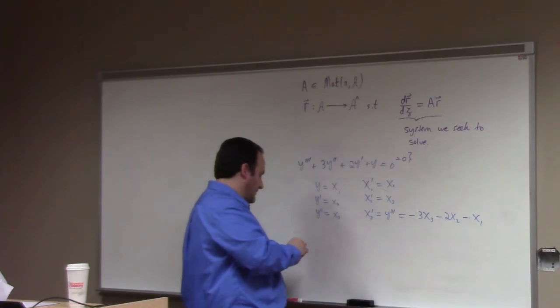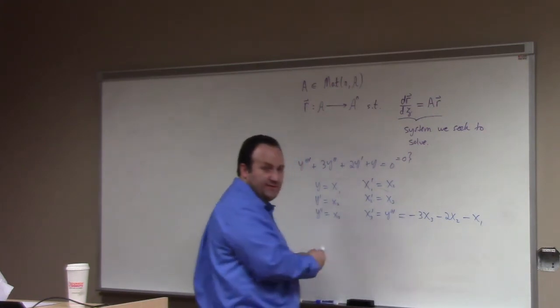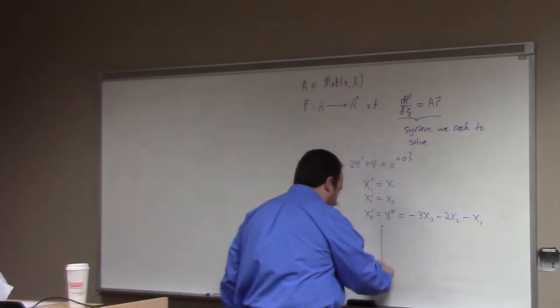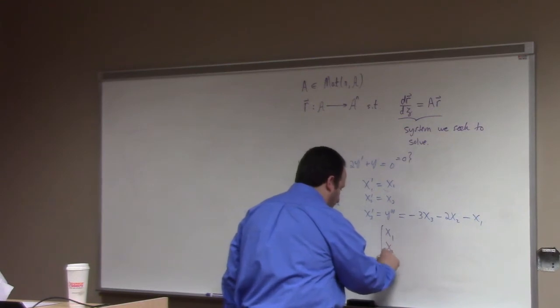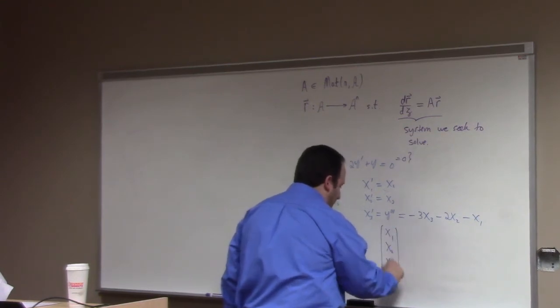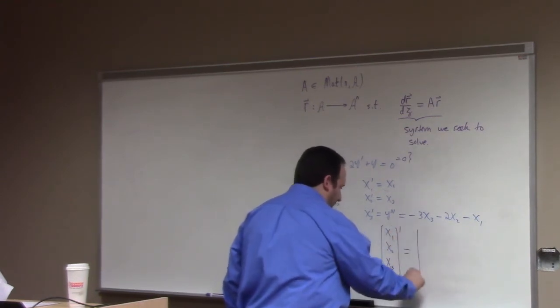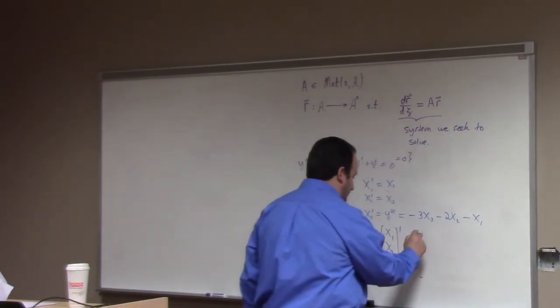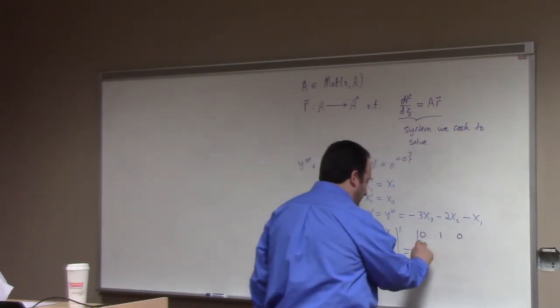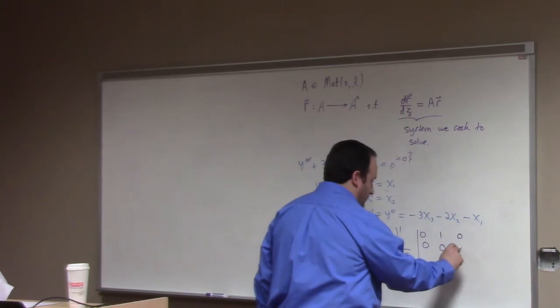So this gives us the so-called companion matrix to the system. x1, x2, x3. I know you guys have all seen this before, but I think it's helpful for us to just write one out. 0, 1, 0, 0, 0, 1.